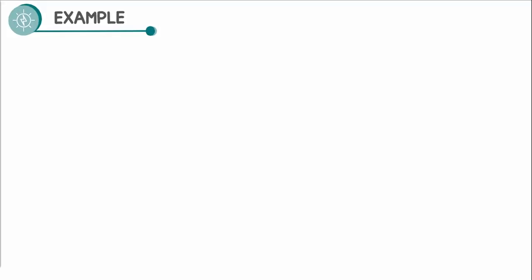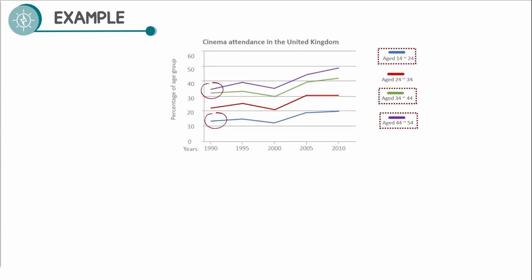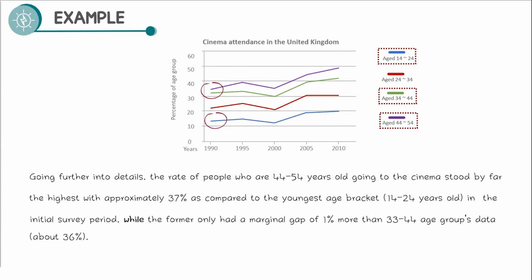Let's take a look at this example. Here, we have our line graph and a sample sentence using this pattern. Going further into details, the rate of people who are 44 to 54 years old going to the cinema stood by far the highest with approximately 37% as compared to the youngest age bracket, 14 to 24 years old in the initial survey period, while the former only had a marginal gap of 1% more than 33 to 44 age groups data, about 36%. In the example, we compared several data from the line graph using the word while.